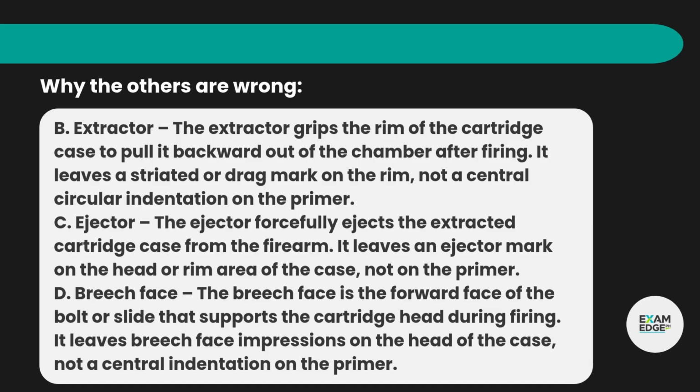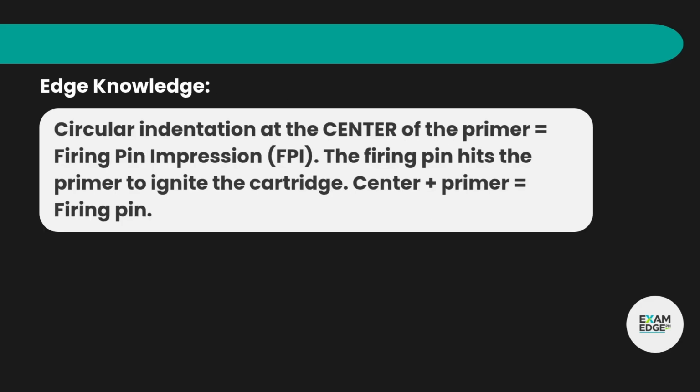D. Breech face. The breech face is the forward face of the bolt or slide that supports the cartridge head during firing. It leaves breech face impressions on the head of the case, not a central indentation on the primer. Edge knowledge: circular indentation at the center of the primer equals firing pin impression, FPI. The firing pin hits the primer to ignite the cartridge. Center plus primer equals firing pin.